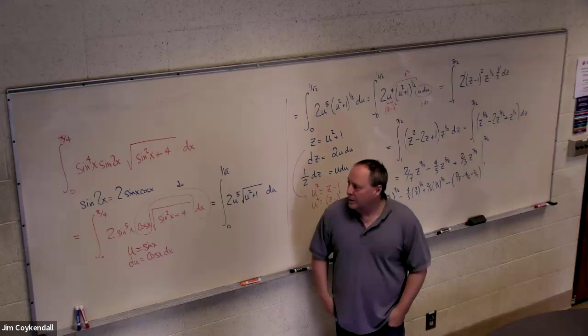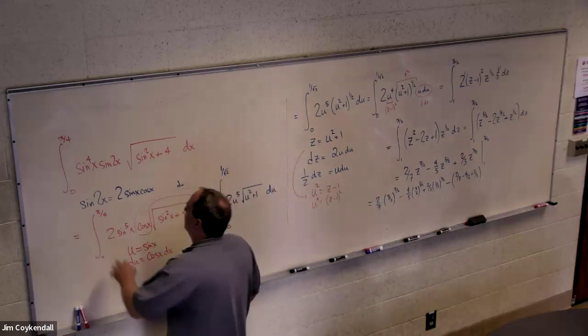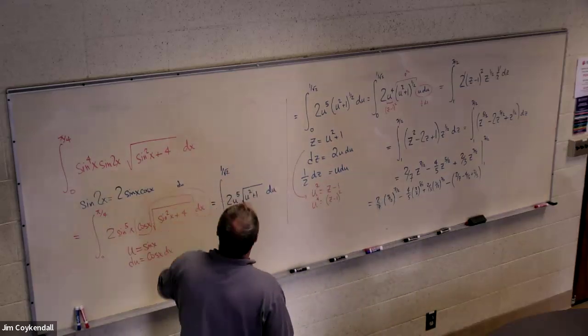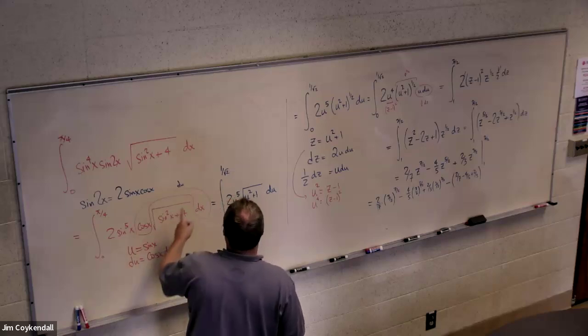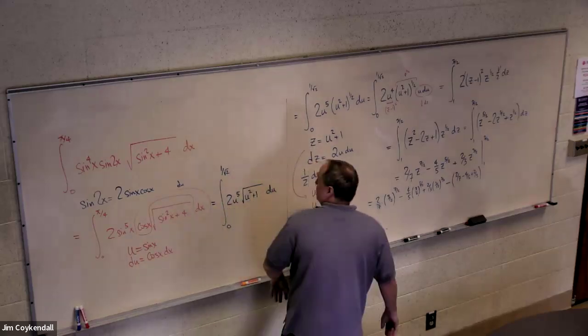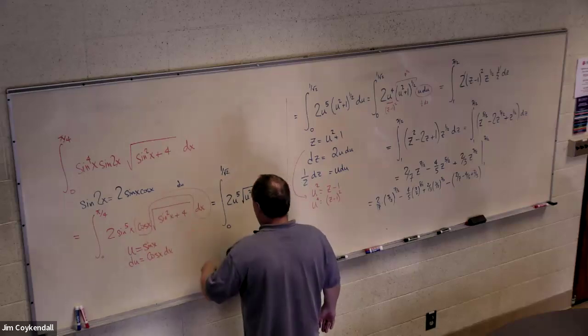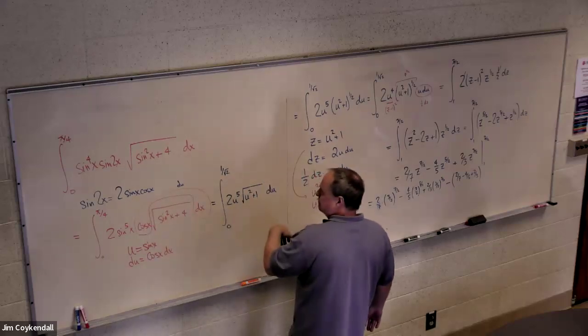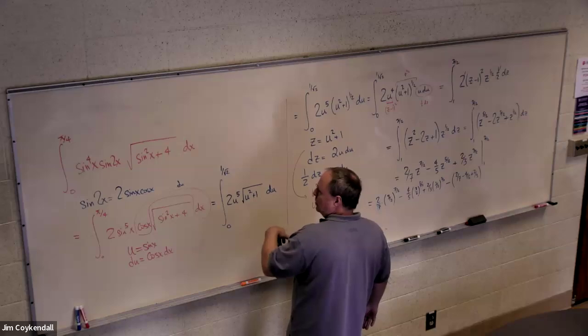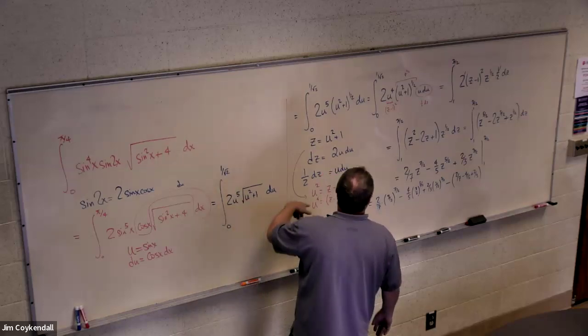So we went through 2 substitutions, to get from this awful thing over to here, and had to change our limits both times. 0 to the power 4, final.